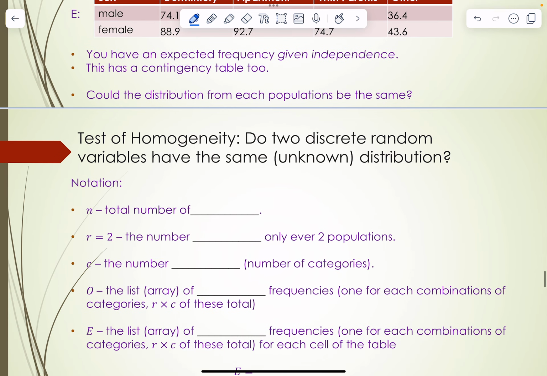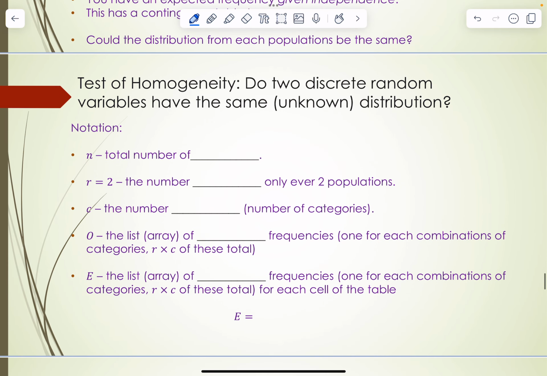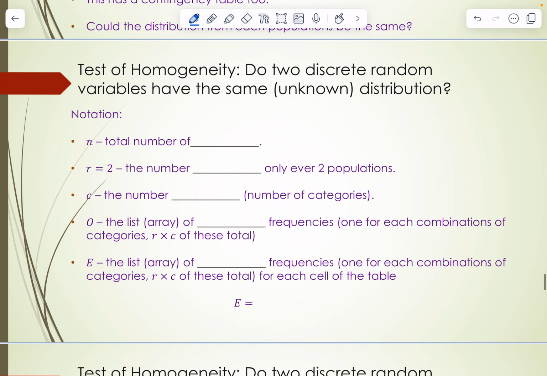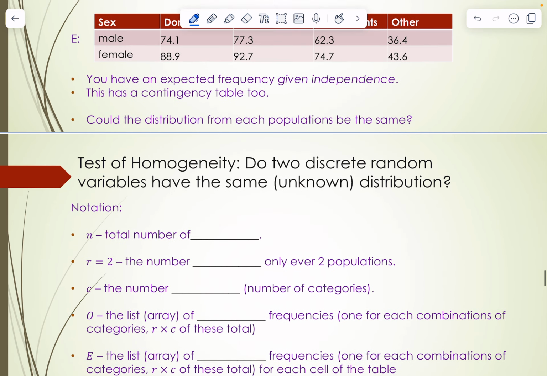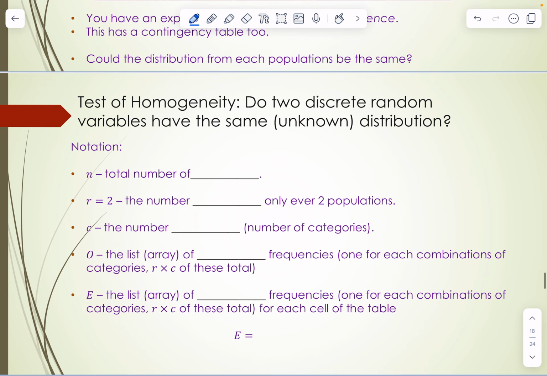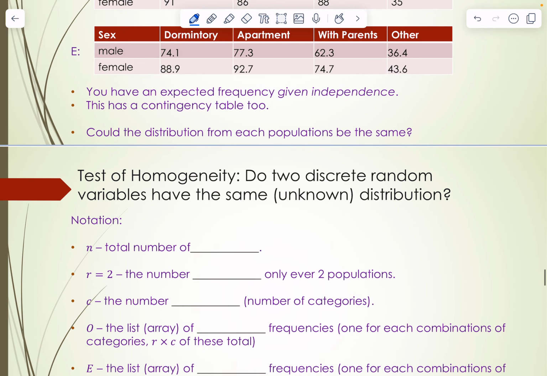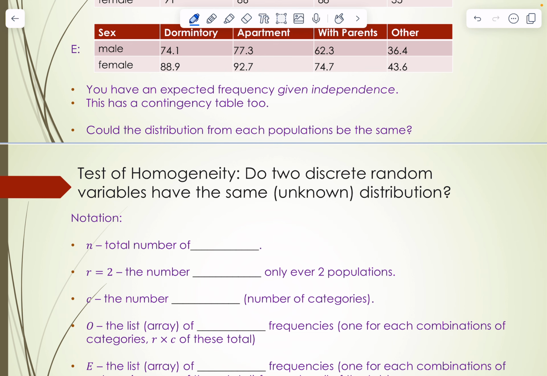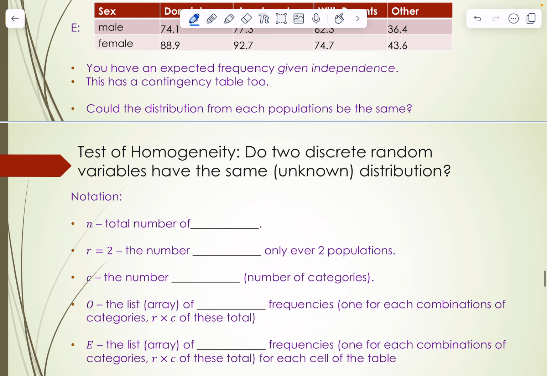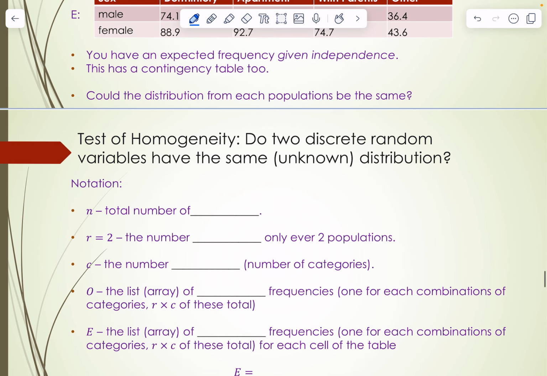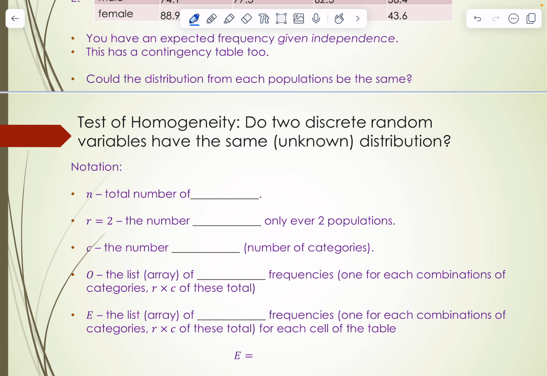So, test for homogeneity. Do two discrete random variables have the same unknown probability distribution? The interpretation is a little bit different, but the way you do it is exactly the same. Anyway, could the distributions possibly be from the same population?